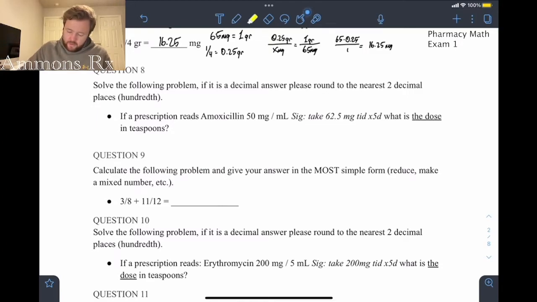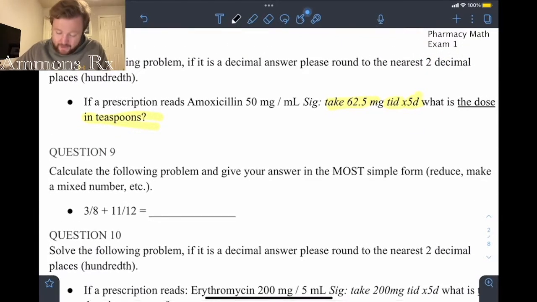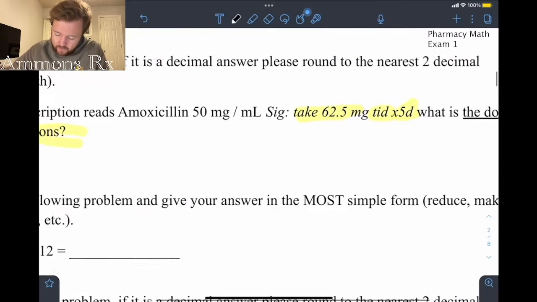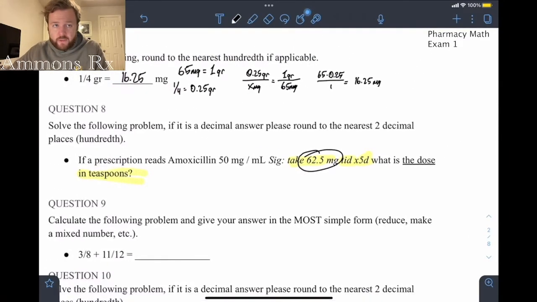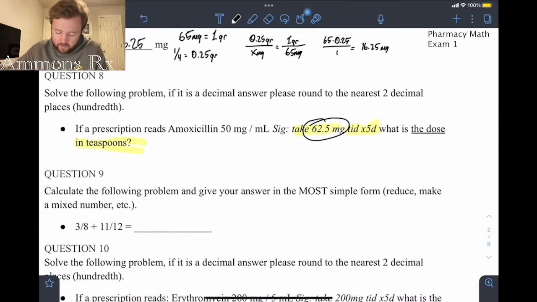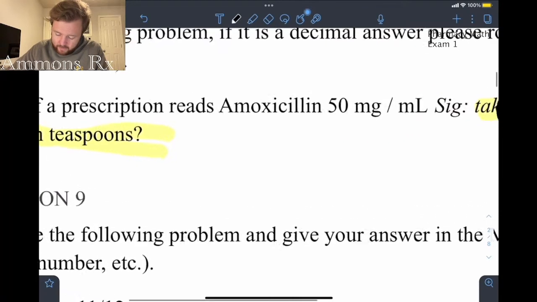All right, another day supply type question. We have a SIG, take 62.5 milligrams, TID for 5 days. What is the dose in teaspoons? Okay, so just remember teaspoons, how many mils? You should probably ask yourself that every time you see the word teaspoon or tablespoon. So, what is the dose in teaspoon? The dose, okay? So, this is the dose. Don't let the SIG confuse you because the SIG will tell you how many times they take it a day, how long they're taking it, but that's the dose, okay? So 62.5 milligrams.